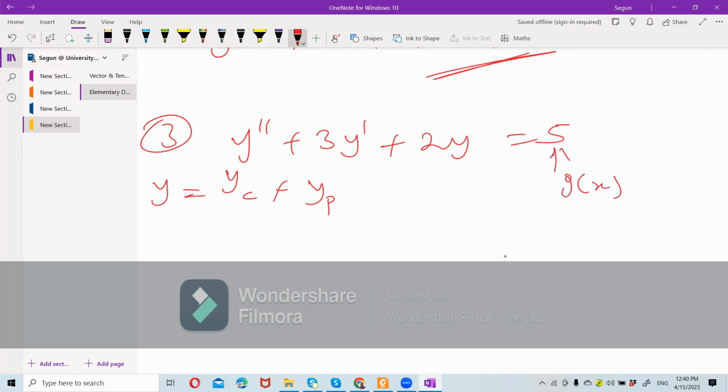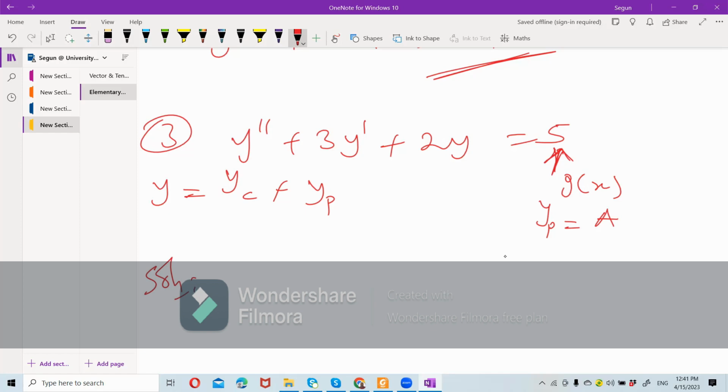And don't forget our g of x in this case, is it a constant or linear? It's a constant. Or quadratic? Anybody? It's a constant. Thank you. Anytime you have a constant, what is the y particular? You remember? Particular. It's A. Is equals to A, right?